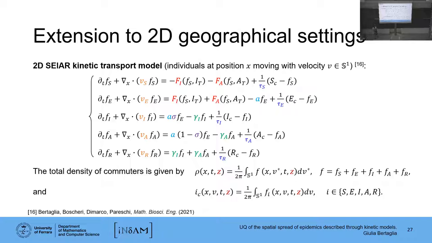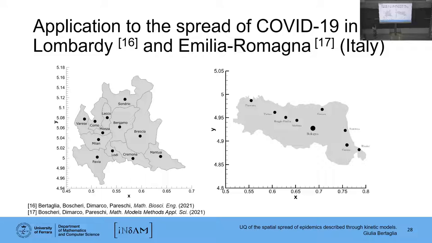And still, in this case, considering a fully kinetic transport model in which we consider continuous velocity in space. And so one person can move with a velocity that is in kind of a circle with respect to the X position that is occupying. Everything that we have seen for the discrete velocity model can be done and evaluated also for this 2-dimensional model. We have used this model to evaluate the spread of COVID-19, not only in the Lombardy region, but also in the Emilia-Romagna region, where lies the city of Ferrara, where I work.